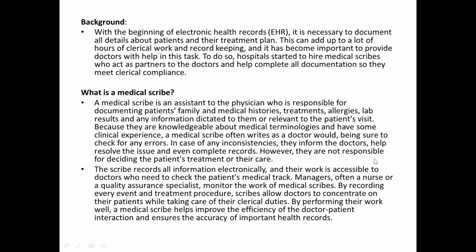Because they are knowledgeable about medical terminologies and have some clinical experience, a medical scribe often writes as a doctor would. So how the doctor is writing, in the same fashion the medical scribe will write. So they are sure to check all the errors. In case of inconsistencies, they inform the doctors, help resolve the issues, even complete the records. However, they are not responsible for deciding patient's treatment or their care. So, except for deciding the treatment care, बाकी सब चीज़ें वो लोग रिकॉर्ड करते हैं simultaneously during the discussion.